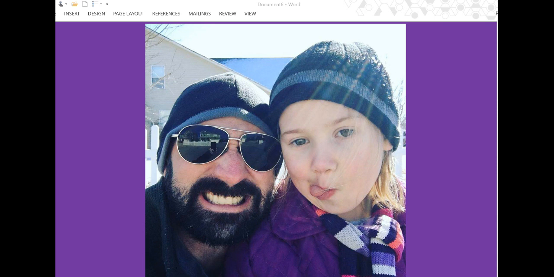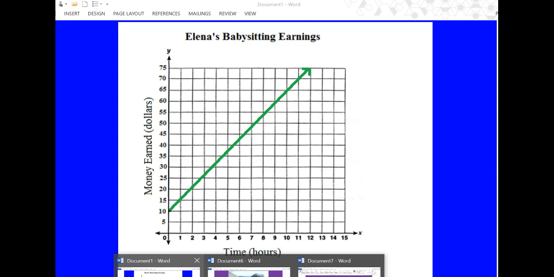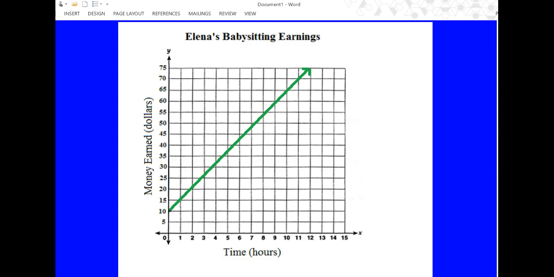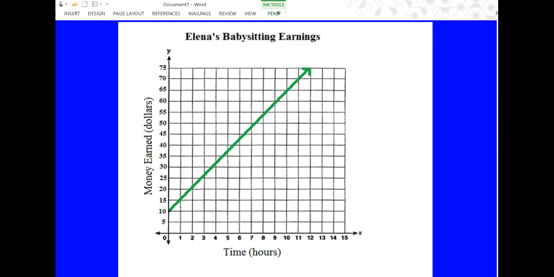All right. We are going to get into some of the challenging questions now. Okay. Let's look at this one. This is a graph of Elena's babysitting earnings. And what we're going to do is write the equation of this line that represents how much money she makes over the given amount of time. Okay? So, having said that, we are going to first write y equals mx plus b like we always do.